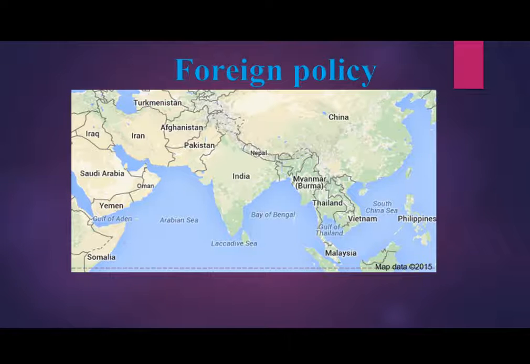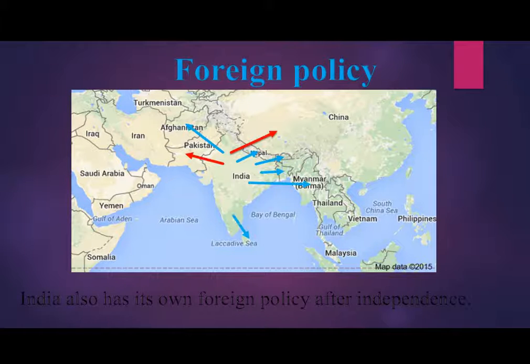So see here, what is the relationship of India with other countries? Which are the neighboring countries of India? India has its own foreign policy after independence, and these are the neighboring countries which share the borders of India. The first is Pakistan, Afghanistan, China, Nepal, Bhutan, Bangladesh, Burma, and Sri Lanka. These are the neighboring countries which share the borders of India.